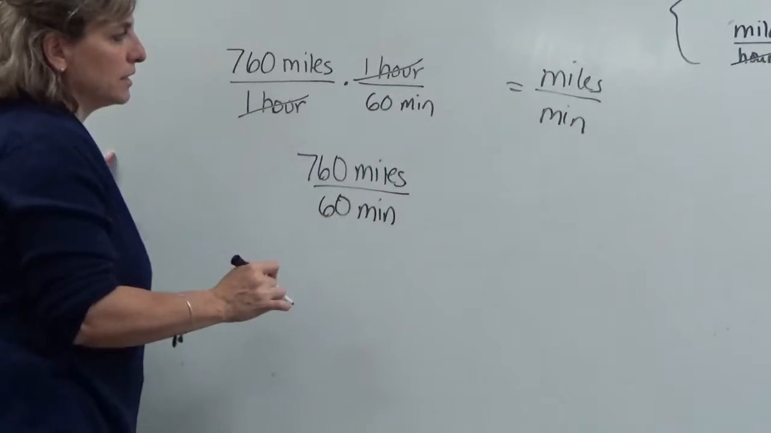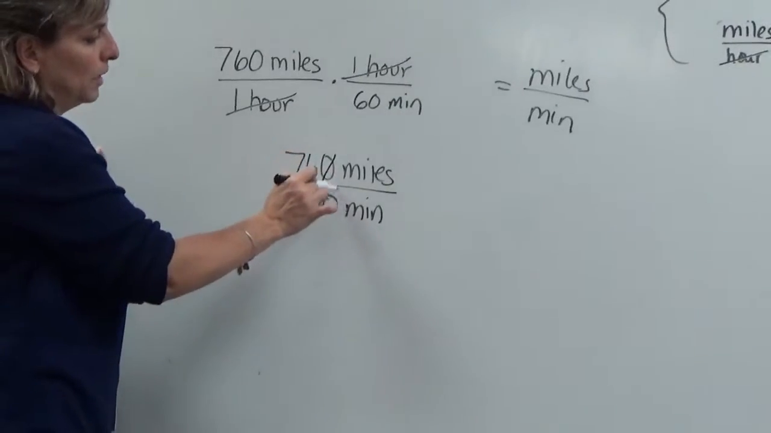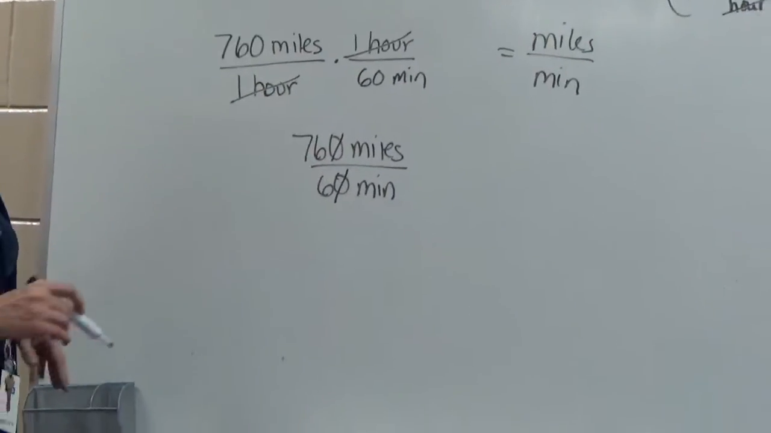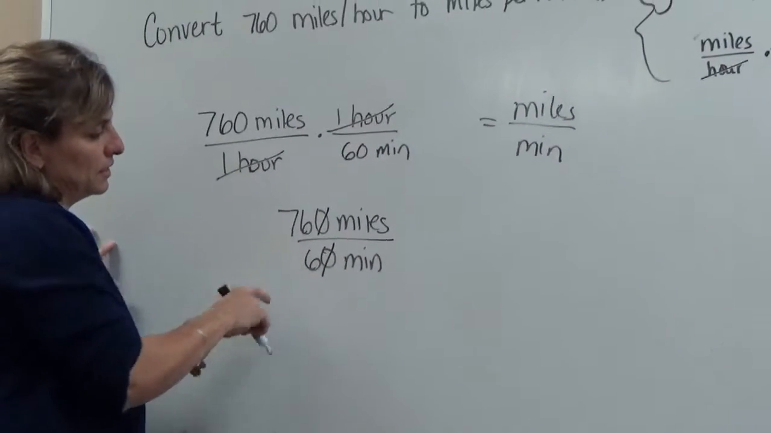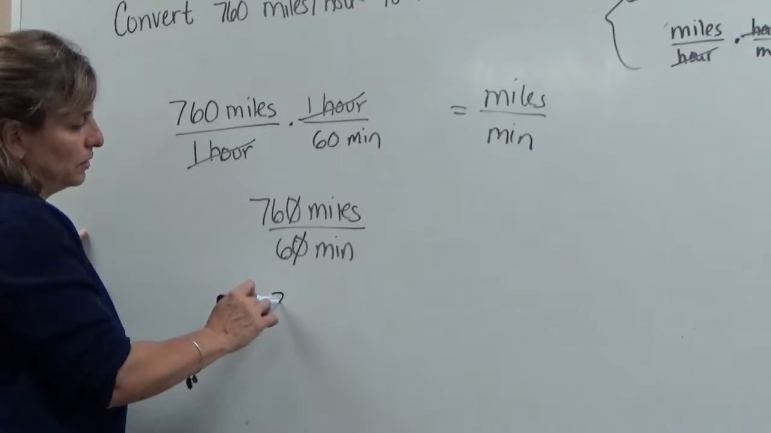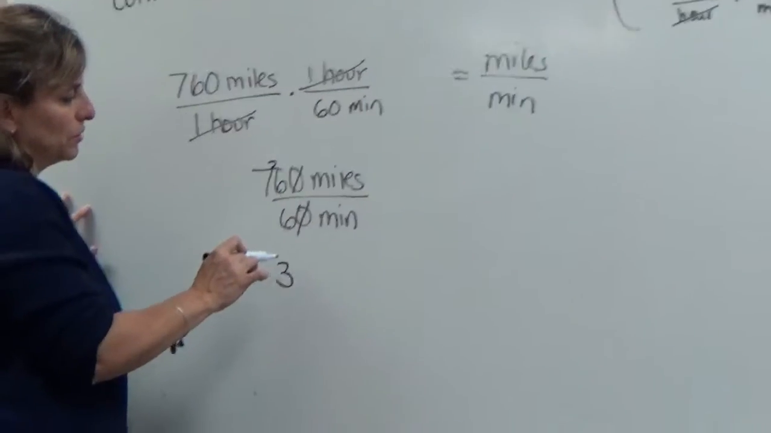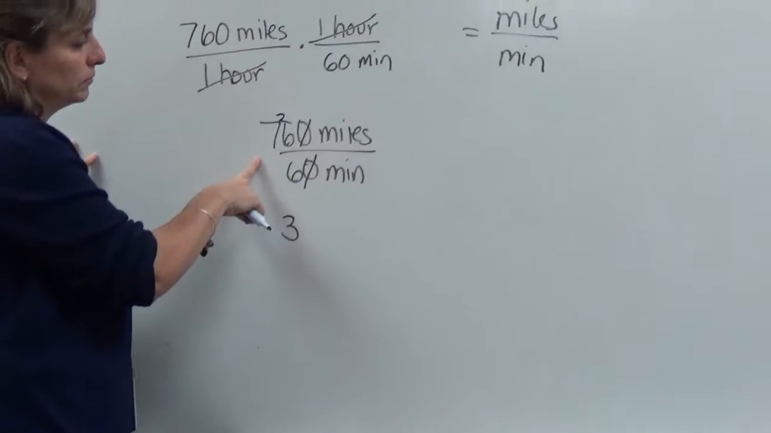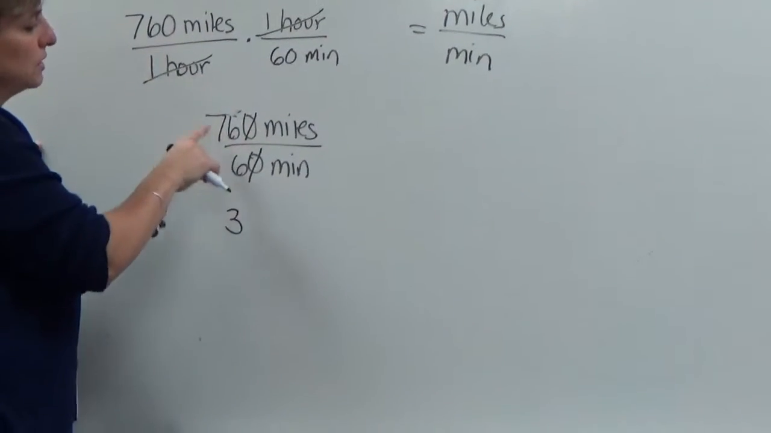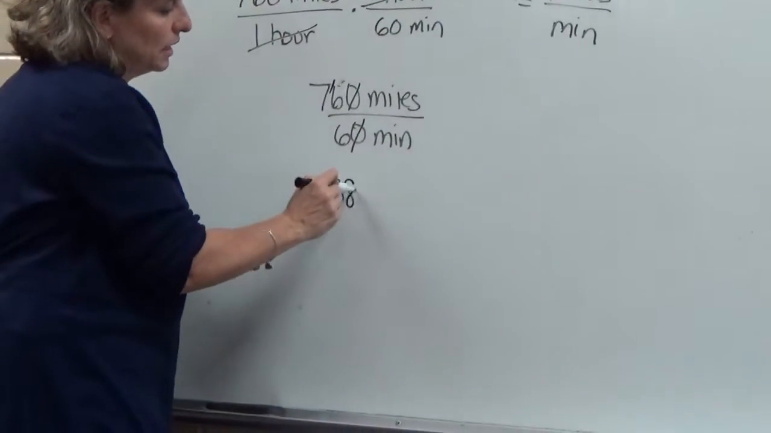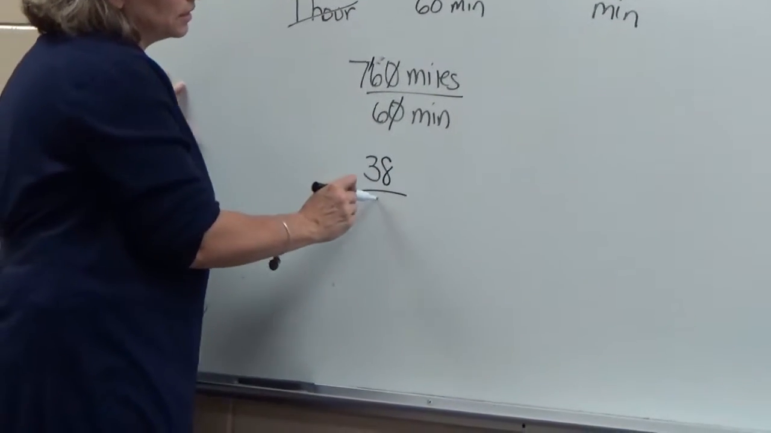So this is a division problem. When you have a 0 at the end of both numbers, those are just going to cancel. I can reduce 76 over 6. I'm going to divide it by 2. 2 goes into 7 3 times with 1 left over. 2 goes into 16, 8. 2 goes into 6 3 times.